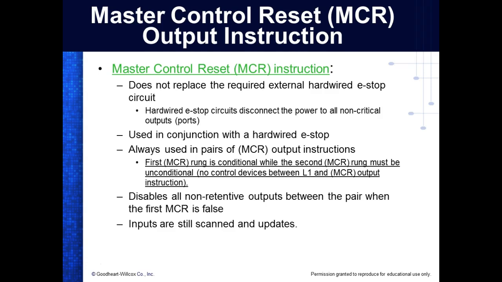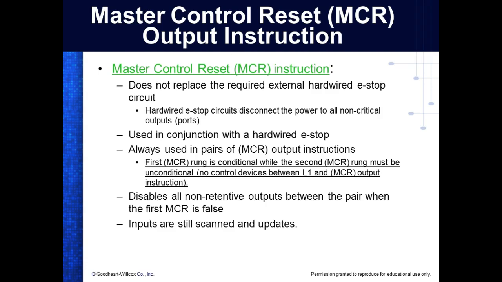So e-stops have to be implemented. The main e-stop circuit has to be implemented with hardware, but we can use the master control reset as part of that, right? Does that make sense? Used in conjunction with the e-stop circuit. Always used in pairs. If we use one, we've got to use what? Another. They're always used in pairs.